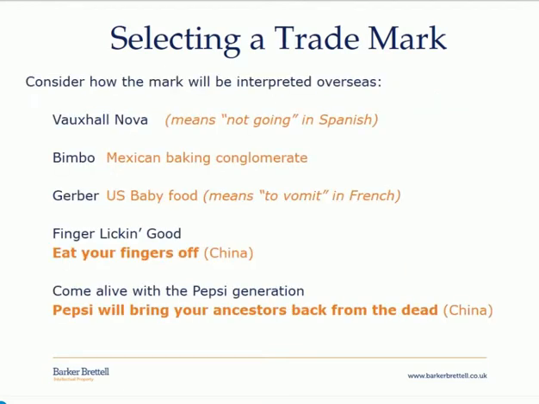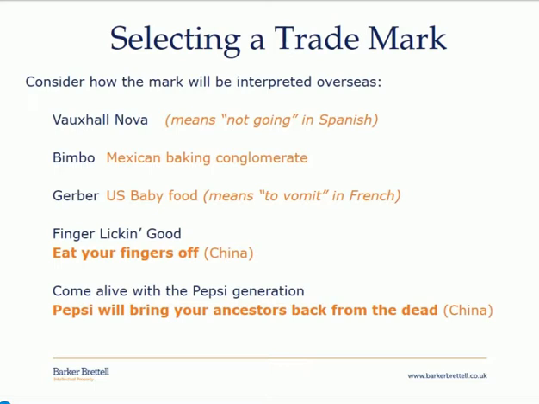And when you're selecting a trademark as well, it's good to have in your mind an idea of what the words might mean in other languages. So we've got a few interesting examples here. Nova, which is obviously a type of car made by Vauxhall, means not going in Spanish, so not great for a car brand. Bimbo is a Mexican baking conglomerate. Gerber is a US baby food, and Gerber means to vomit in French, so it might be quite descriptive, but not a good trademark if you're going to sell your product in France.